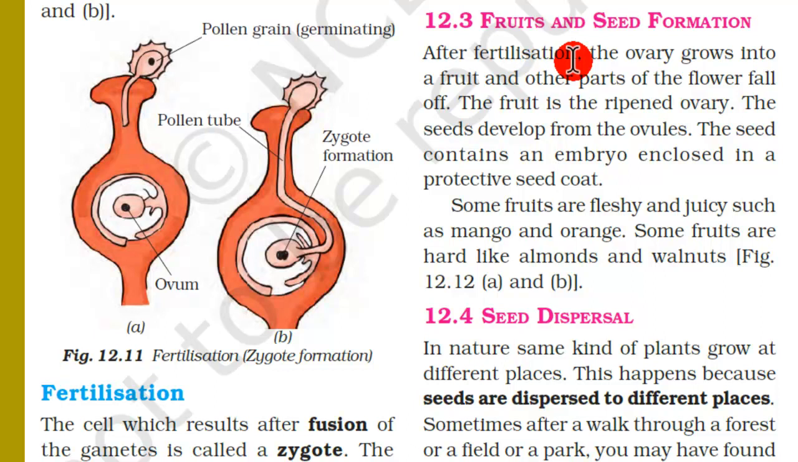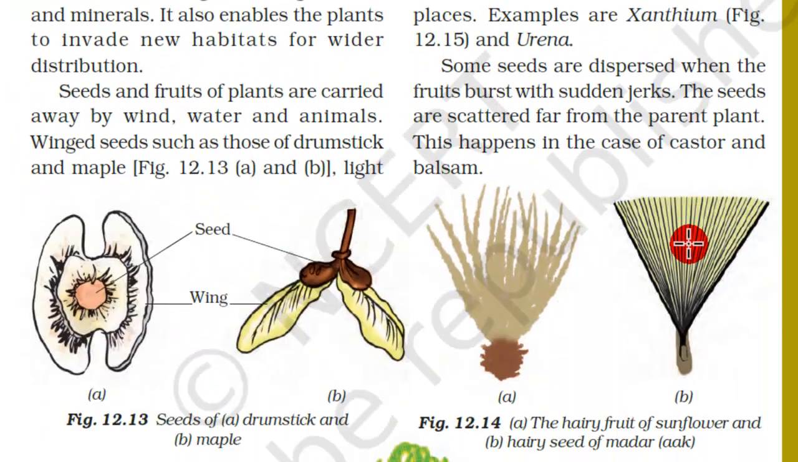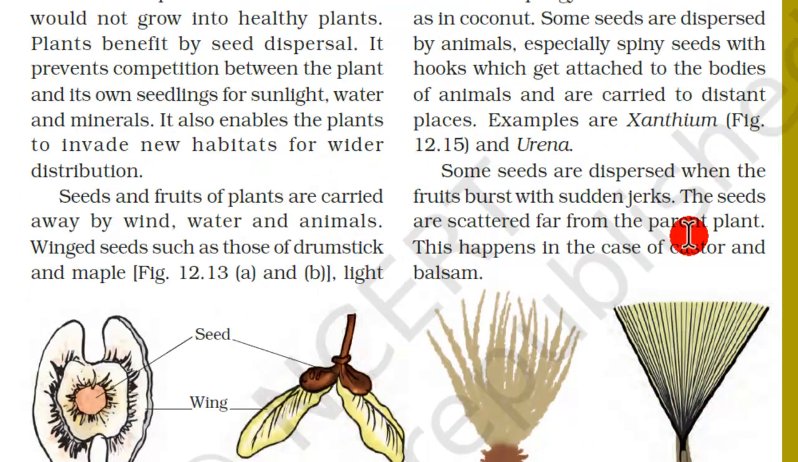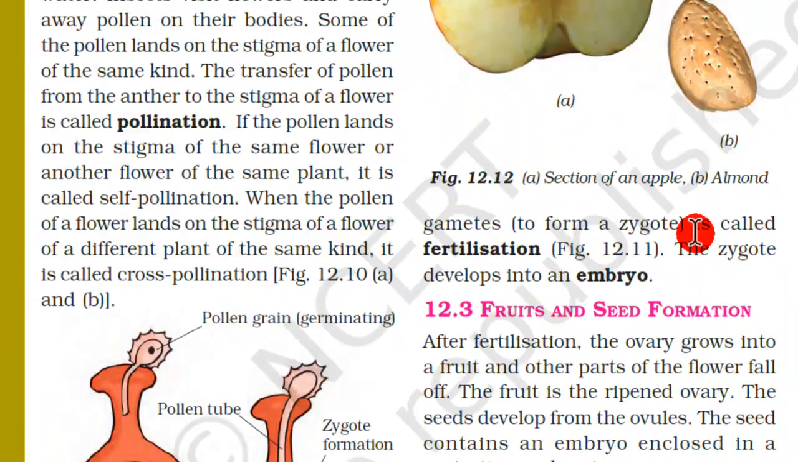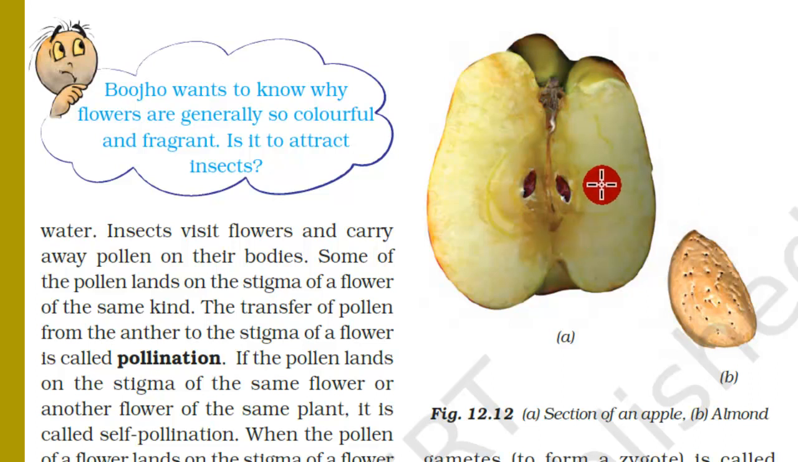Some fruits are fleshy and juicy, such as mango and orange. Some fruits are hard, like almonds and walnuts. Let's see the figure 12.12a and b. Here is the picture. This is the section of the apple and this is the almond.